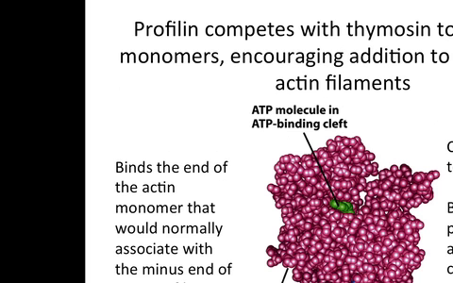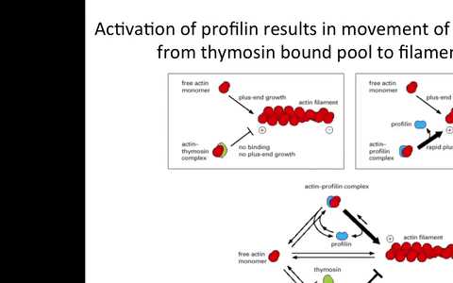And so that's profilin. I love it when my students introduce the next slide for me. Profilin competes with thymosin to bind to actin monomers, encouraging addition to the plus end of actin filaments. So it binds to the end of the actin monomer that would normally associate with the minus end of the actin filament. And so it can readily add to the plus end of actin. And the cool thing, oh, I think I have it in a few more slides. The cool thing is it actually associates with formins. Yes.